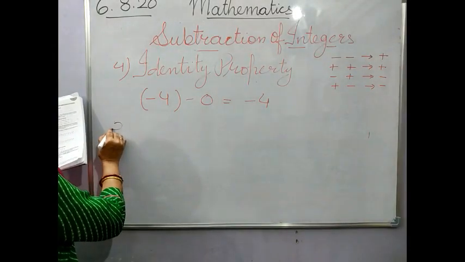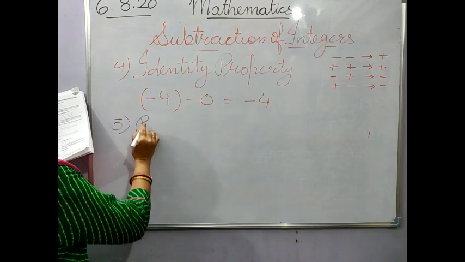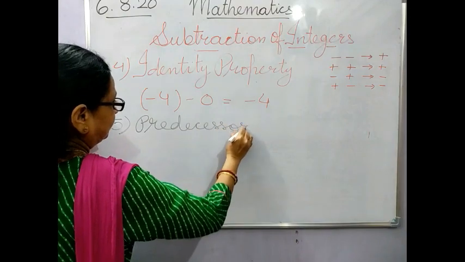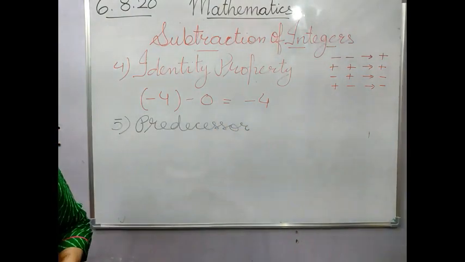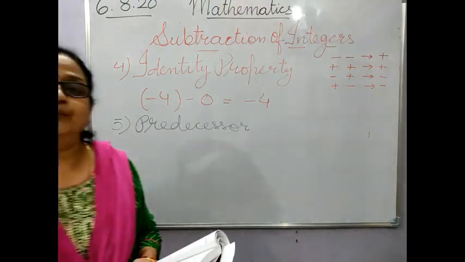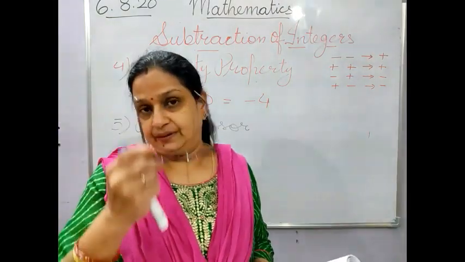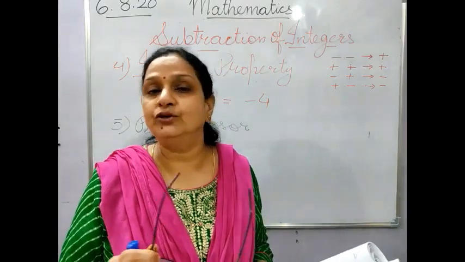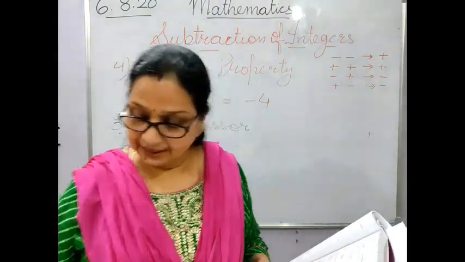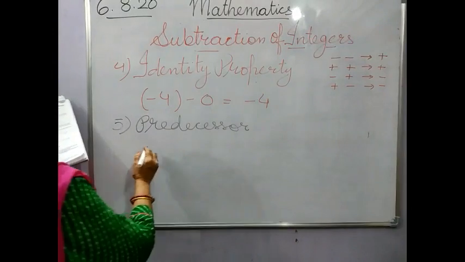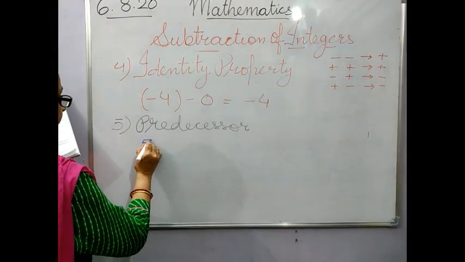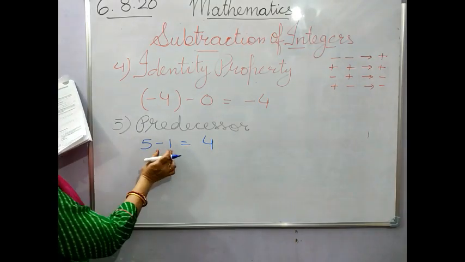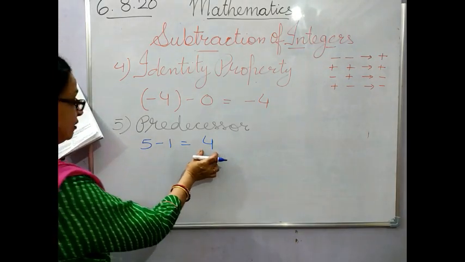So now the last property is the predecessor. Now predecessor, as you all know, is the one number before the given number, and for that you have to subtract 1, and you normally do that. So I'll take the example: 5 minus 1 is equal to 4. This is a positive number. If you subtract 1 from it, it will come as 4.